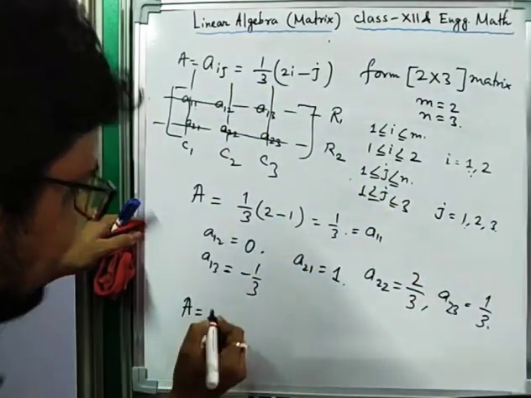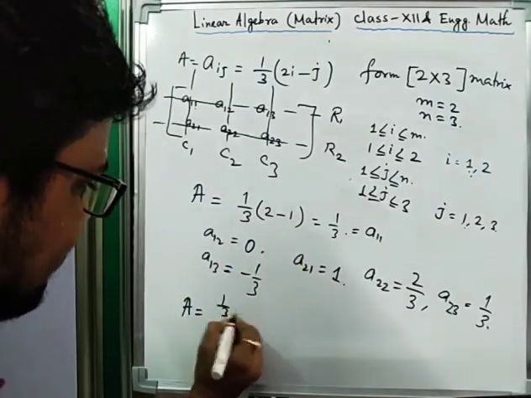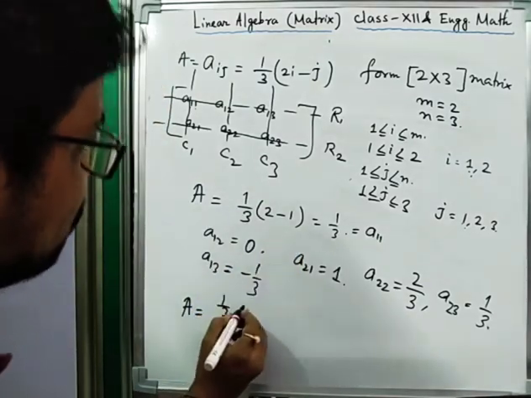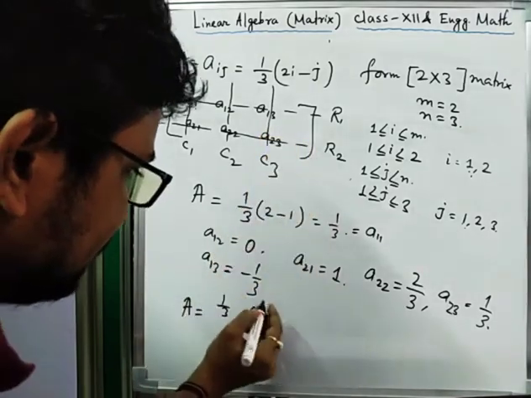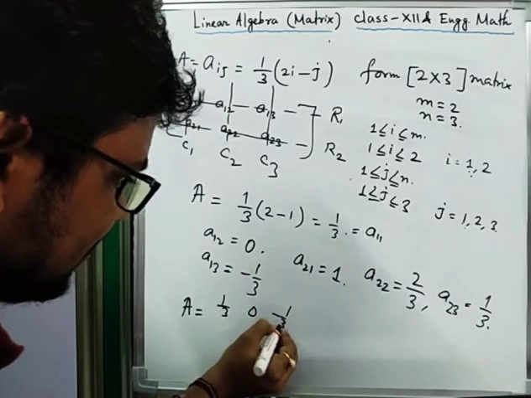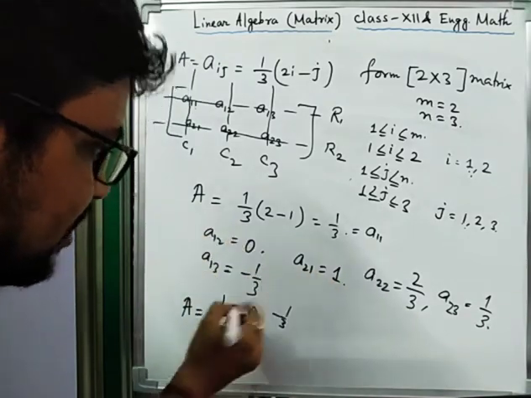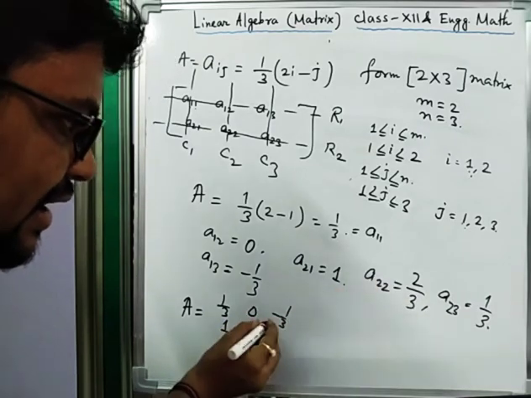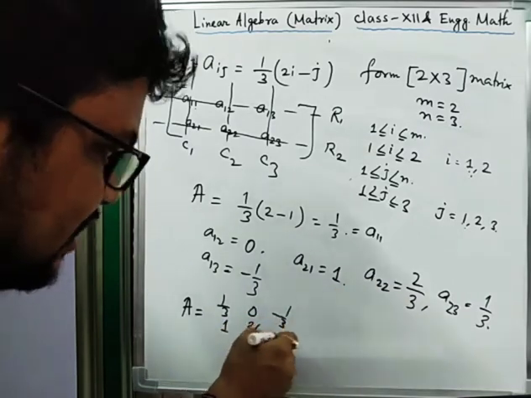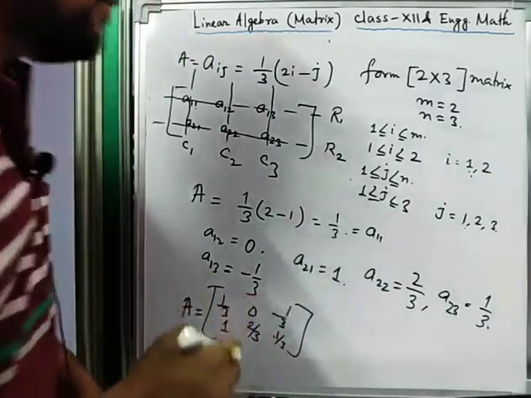Now you can write the matrix formation like A11 means 1 by 3. Next A12, that is 0. Next A13 is minus 1 by 3. Okay, A21 is 1, A22 is 2 by 3, and A23 is 1 by 3. So this is the matrix formation of the first case.